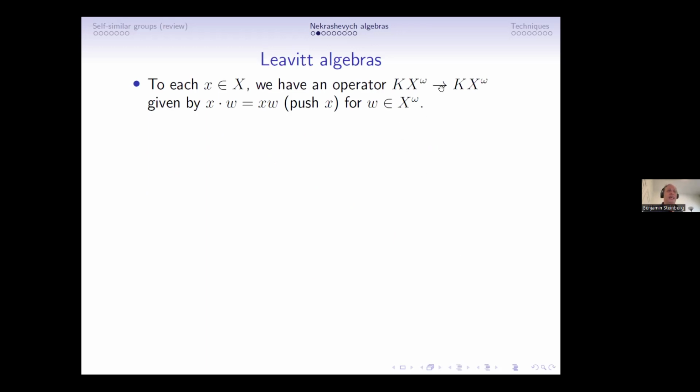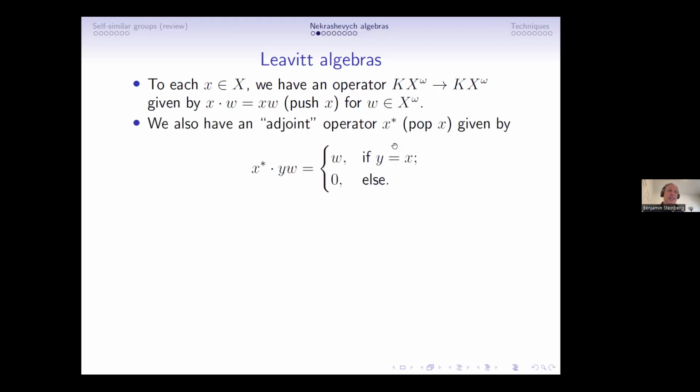So we could take a vector space whose basis is all infinite words. And then for each letter, you have an operator, which I think of as pushing the letter X on the top of a word. So you can think of an infinite word as like an infinite stack if you're a computer scientist. And then one thing you do with a stack is you push a letter on the top. And then there's sort of an adjoint operator, which computer scientists would call popping a letter, which says if the top letter is X, we pop it. And if it's not X, well, we don't know what to do, so we say 0.